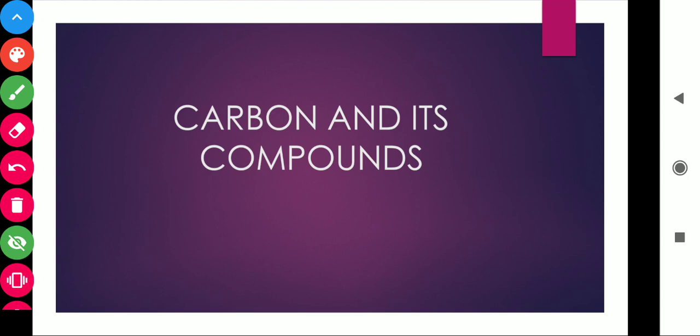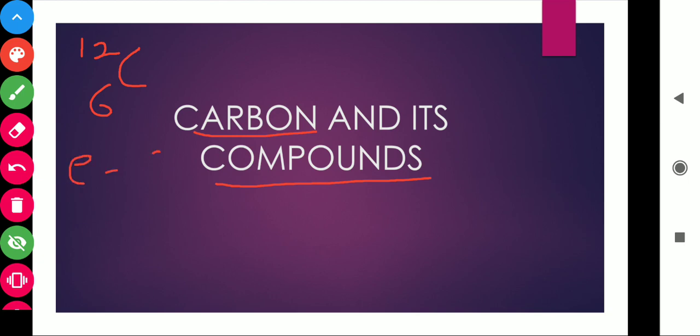Today we will start a chapter of chemistry, carbon and its compounds. In this chapter, we will study carbon and different compounds formed by carbon. Let's learn about carbon first. Its symbol is C. Its atomic number is 6 and its mass number is 12. You have studied that in class 9th.